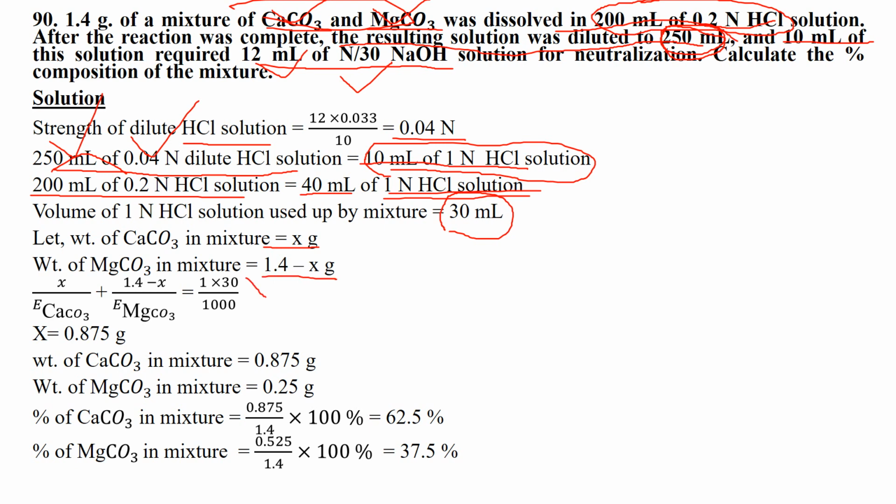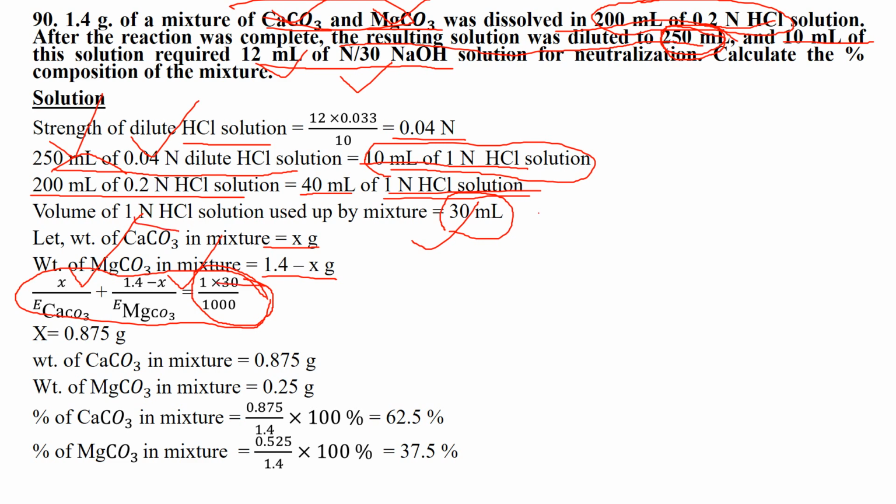Then use the concept of number of gram equivalents. The number of gram equivalents of calcium carbonate plus the number of gram equivalents of magnesium carbonate is equal to the number of gram equivalents of the 1 N HCl used by the mixture. That is N into V by 1000. N is 1, and V means 30 ml.